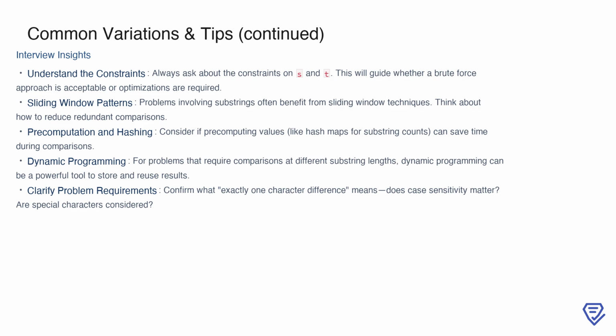Dynamic programming is particularly useful when the problem involves comparing substrings of varying lengths, as it allows you to store and reuse intermediate results. Finally, clarify all aspects of the problem requirements before coding. For instance, verify whether the comparison is case-sensitive or if special characters are included. This ensures your solution aligns with the expectations of the problem.